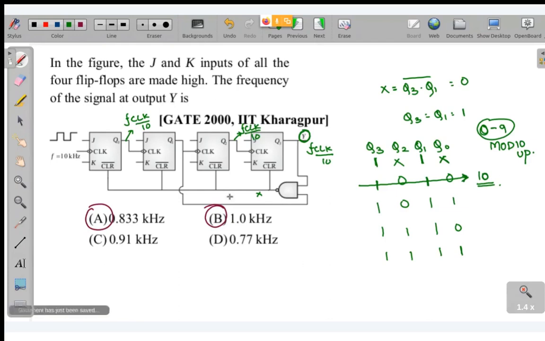So you can see over here, f clock is given as 10 kilohertz. So 10 kilohertz divided by 10 comes out to be 1 kilohertz. So option B is your correct answer. So Shubham had given the correct answer. Tell me if this is clear or not. Each one of you tell me if this is clear. Any doubts? So this was a good question.